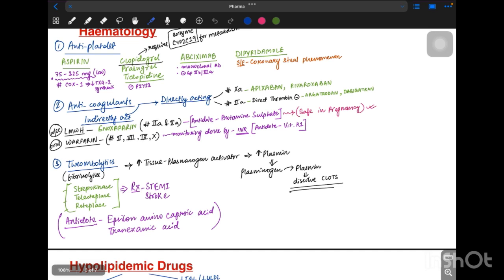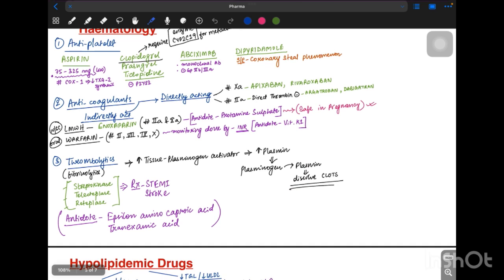Now the third group of drugs are thrombolytics, which are also known as fibrinolytics. The examples are streptokinase, alteplase and reteplase. What does it do? It increases the tissue plasminogen activator. Therefore, due to the increase in tissue plasminogen activator, the level of plasmin will increase. It will ultimately result in the conversion of plasminogen to plasmin, which will help dissolve clots. So the thrombolytics' main function is to dissolve clots.